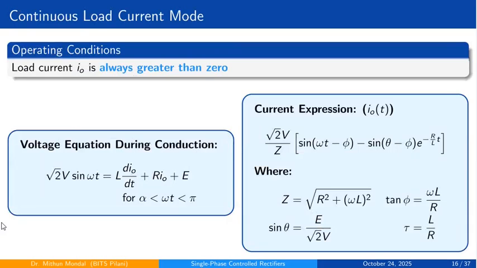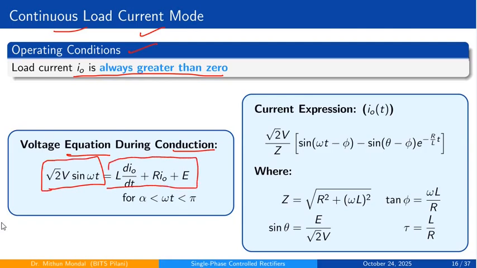So let us do the continuous load current mode. The operating condition is that the load current is always greater than 0. So in the continuous mode, you cannot have the load current which is 0. It will always be greater than 0. And the voltage equation during the conduction process, you can write as root 2 V sin omega t. This is the input voltage. And the KVL equation will give you the voltage across the inductor, which is L di by dt, the voltage across the resistor, which is R into i naught, and the battery voltage E, for omega t from alpha to pi.